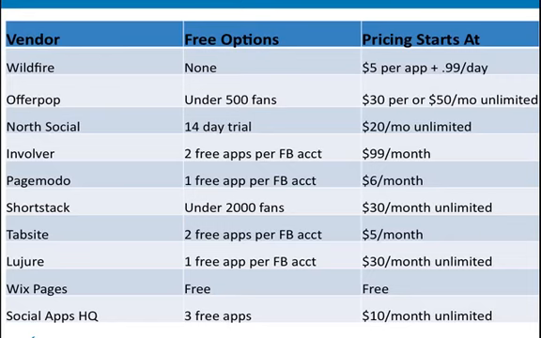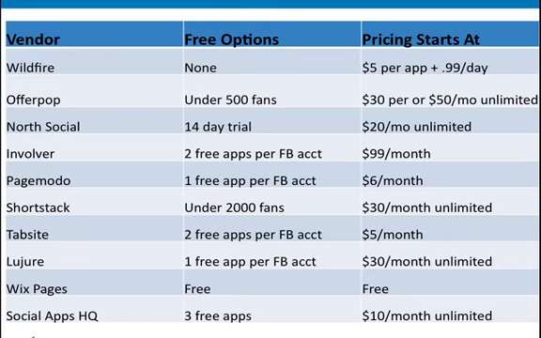You can see, Wildfire and North Social don't really have free options other than a trial. OfferPop and Involver do. OfferPop gives you, if you have under 500 fans on your Facebook page, any of their apps are free, which is great for small businesses who are just trying to get started. And if the apps work to get you more fans, and you go over that 500 mark, you might realize that it is worth paying for because, hey, they worked. Short Stack, which I haven't used, but I've heard a lot of great stuff about, you can do the same for up to 2,000 fans, so it gives you a little bit more mileage there.